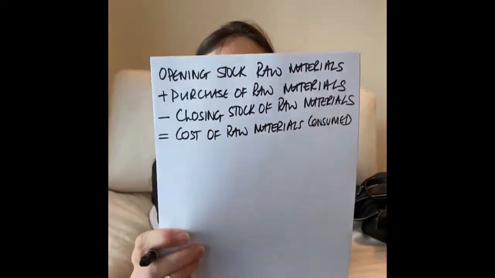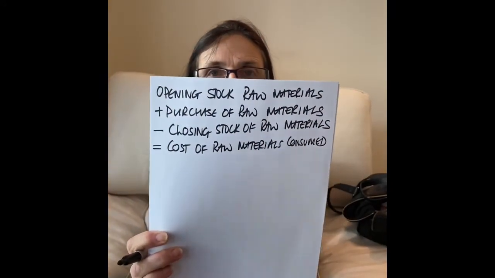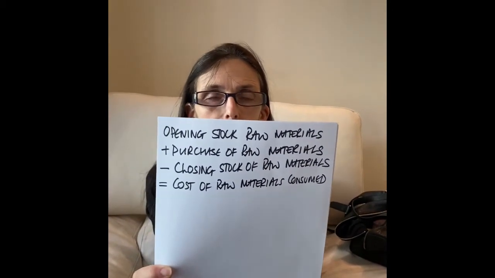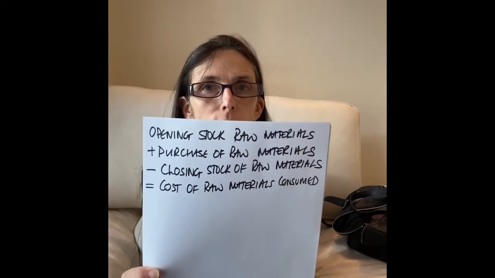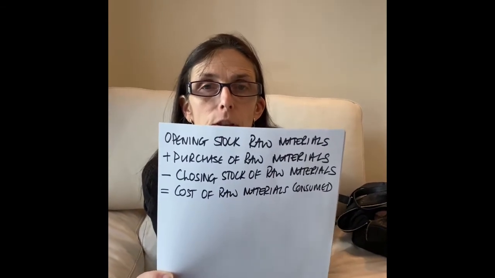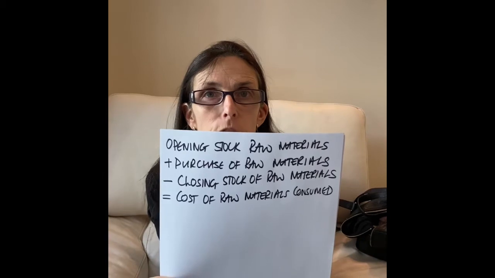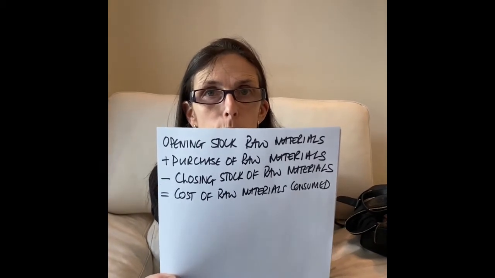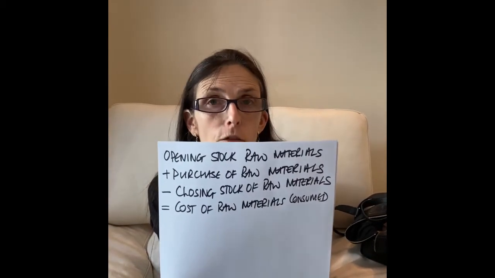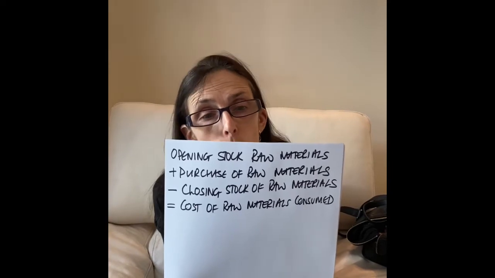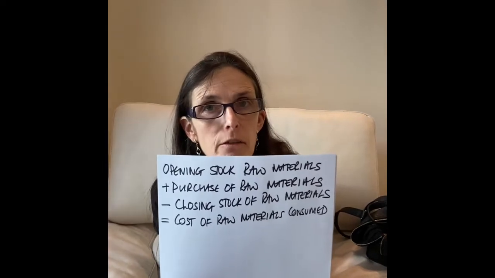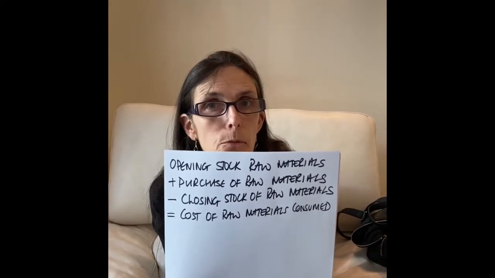Okay, that should give us the cost of raw materials consumed. Opening stock of raw materials, add purchases of raw materials, take away the closing stock of raw materials that you've still got in the factory. That should give you then the actual raw materials that you've used. What you had plus what you bought minus what you've still got left is the cost of the raw materials actually used, or they may say cost of raw materials consumed. Doesn't matter. Cost of raw materials used or cost of raw materials consumed.